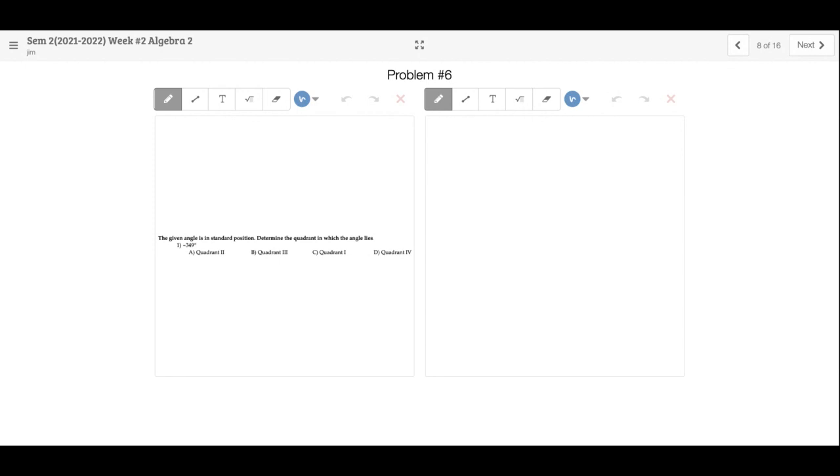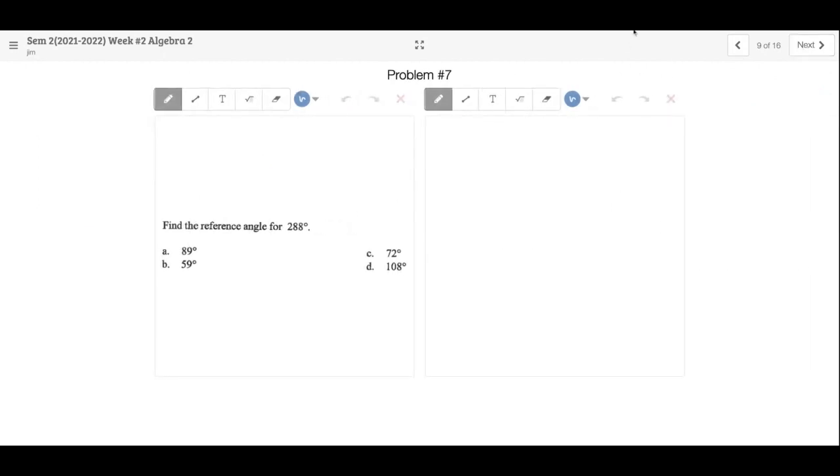Quadrant 1? I agree with you. Because if I was going to draw this out, here's my work on this problem: negative 349 means I start here and I go this way around. That's 180, that's 270, that's 349. It ends up in quadrant number 1. I agree with that. Awesome problem.